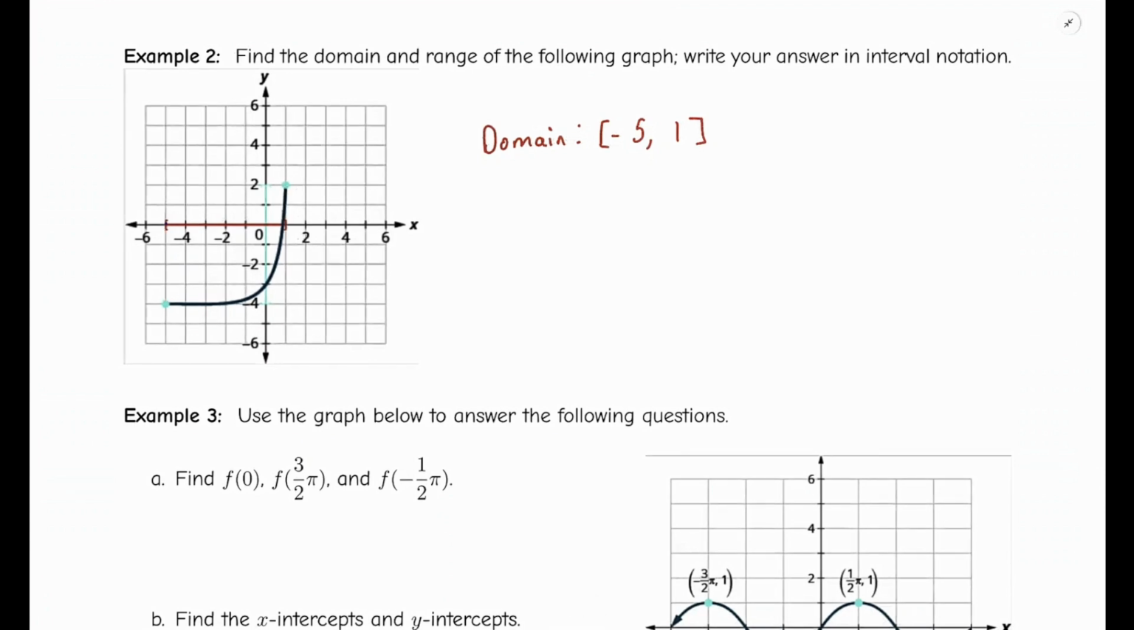Now the range, which is in this teal-like color, goes from -4 to 2. So there's our range.